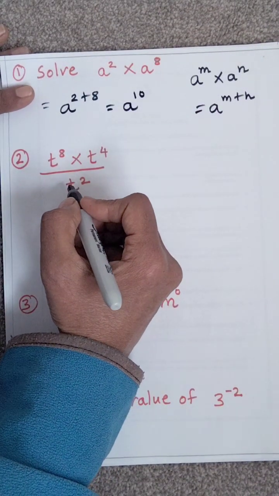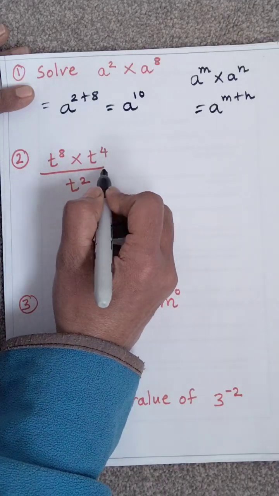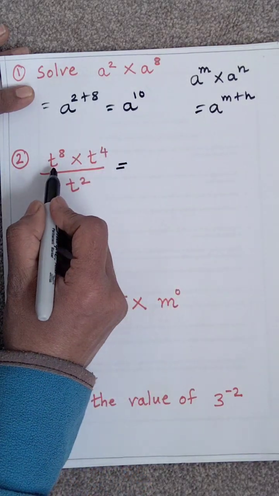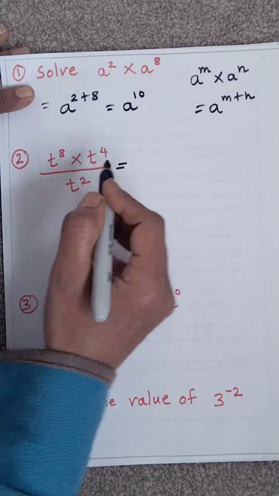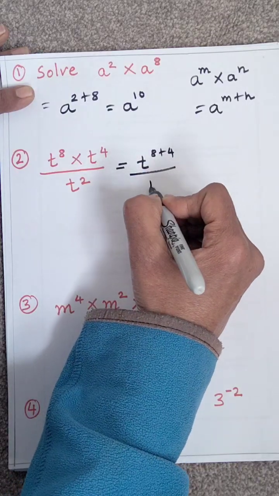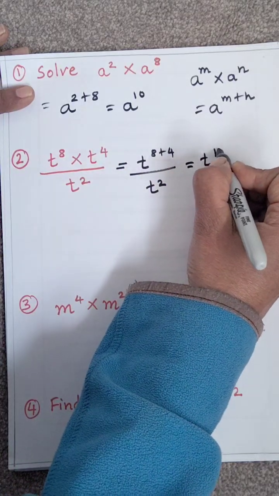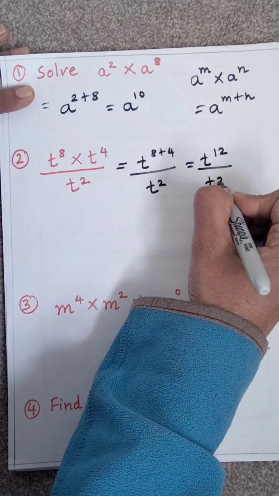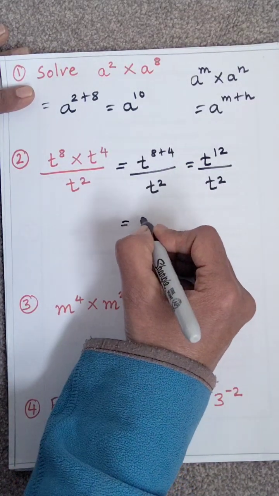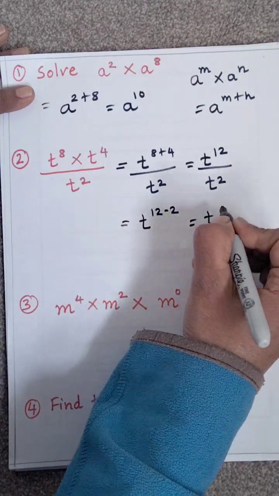Here, another question. t raised to 8 times t raised to 4 divided by t raised to 2. So we will go step by step. t raised to 8 times t raised to 4 is equal to t raised to 8 plus 4, over t square, which is t raised to 12 over t raised to 2. Now it is division, so we just subtract. So it is t raised to 12 minus 2, which is t raised to 10.